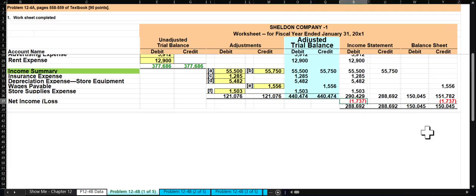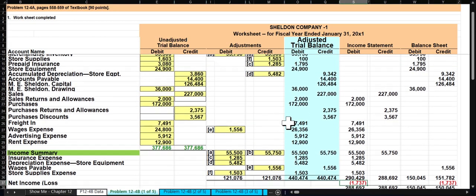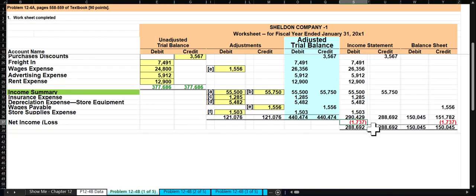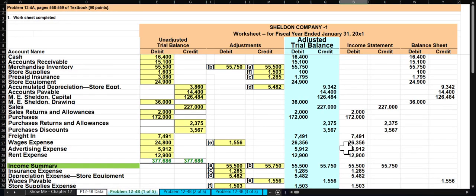Look at what has happened to the profit. It actually has now changed and it's a loss of 1,737. Now, again, this does not mean that adjusting entries will cause you to lose money, but what it does tell us is that by making the adjustments, we changed the information that was being reported. So rather than them showing a profit for the year, they are now going to report a loss for the year. So this is my adjusted trial balance.